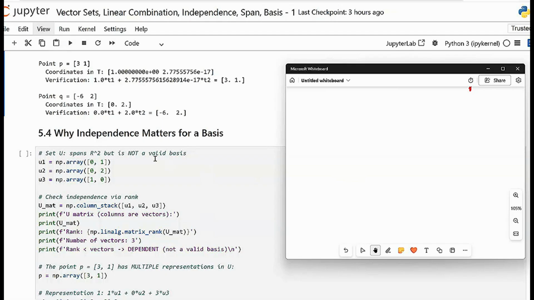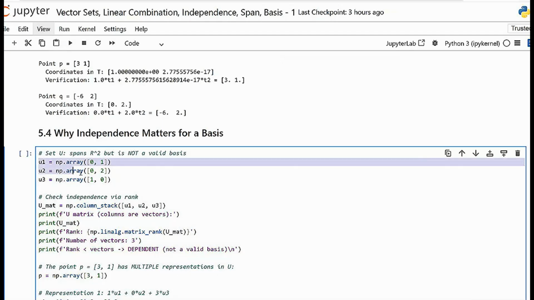Okay, now by using this, let me start to create some vectors. Kindly observe, we are going to define a vector u1 in the form of an array as 0 comma 1, and vector u2 with the components 0 and 2, and vector u3 having the components 1 comma 0.